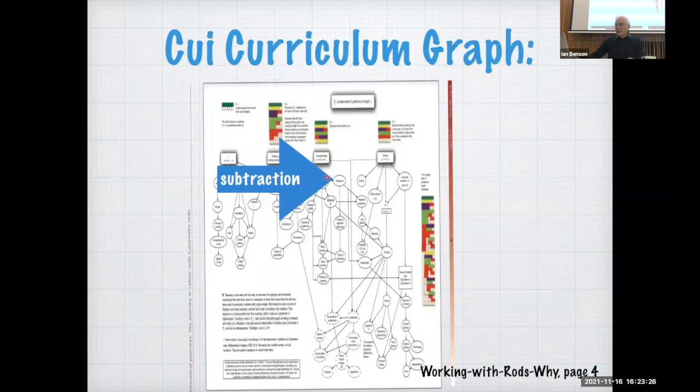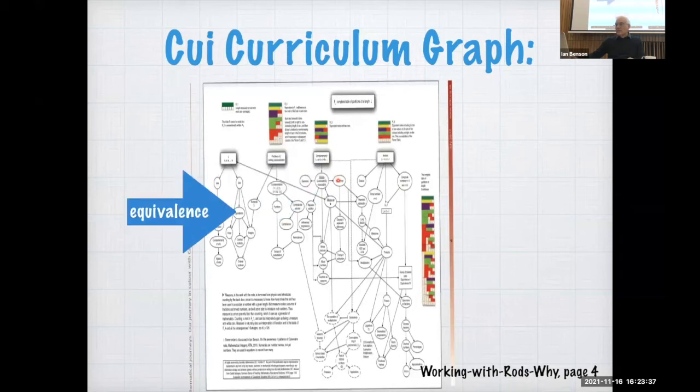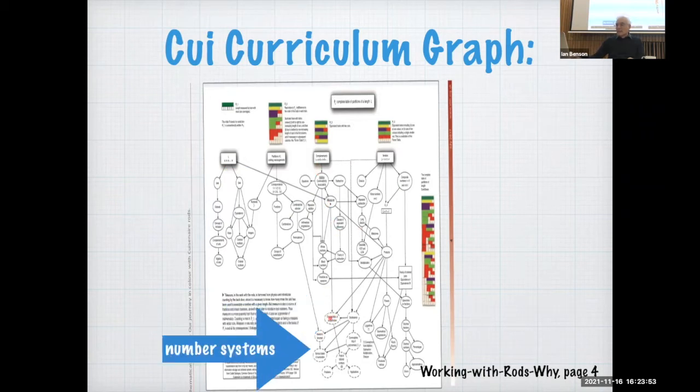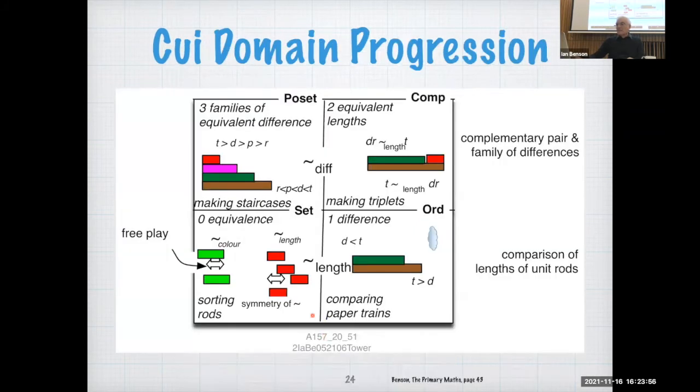The curriculum graph shown here descends from the study of these prototypical patterns. So very early on, you study addition, subtraction, multiplication. And then on the left here, the graph begins to talk about concepts which are not in the school curriculum, equivalence and order, which put together with the traditional curriculum lead to an understanding of powers and number systems. What you're going to see in a minute is a film and some examples of children's work as they make their way through the curriculum graph for the first 2 years.